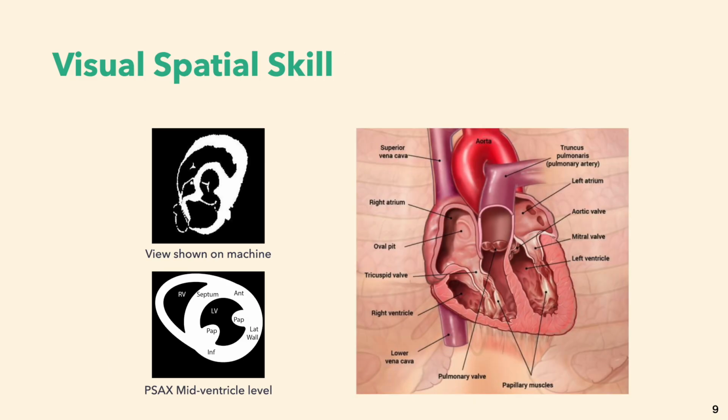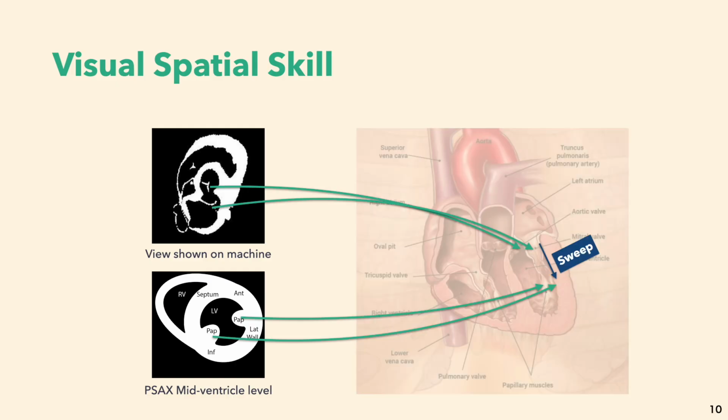Third, visuospatial skill is crucial. It involves the ability to mentally construct a 3D representation of anatomy from 2D ultrasound images. For example, in the current view on the machine, the aortic and mitral valves are on the same plane, but the papillary muscle in the target parasternal short-axis view lies in a slightly lower plane. Trainees must recognize this spatial relationship. Based on this understanding, they can determine that sweeping the probe downward is the correct adjustment.